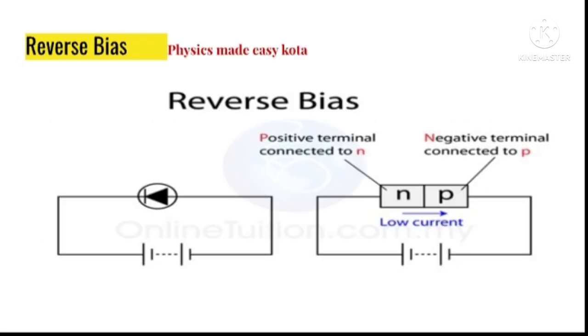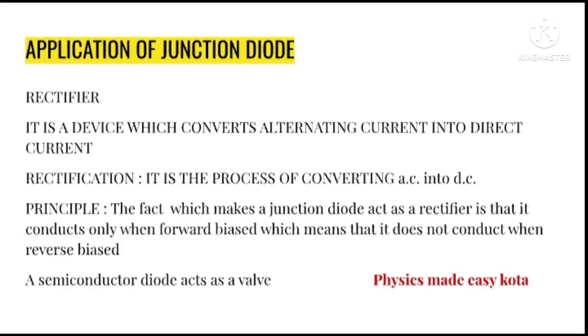For reverse biasing, a PN junction is said to be reverse biased when the positive terminal of a cell or a battery is connected to the N side and the negative terminal of the cell or battery is connected to the P side of the PN junction diode. In this case, a low current flows, whereas in the case of forward biasing, a huge current is flowing. There are various applications of the junction diode.